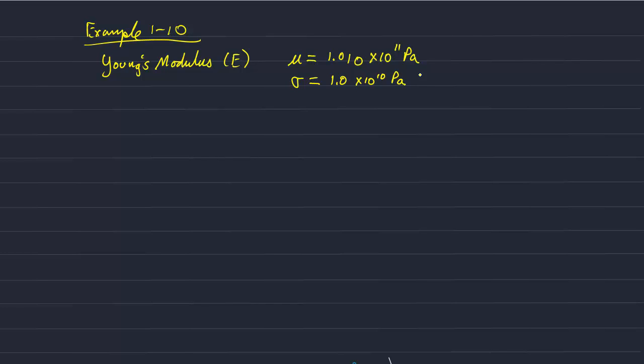So the question is, what is the probability, big P, of E falling between 9.8 times 10 to the 10th, so E being greater than 9.8 times 10 to the 10th, and E being less than 1.1 times 10 to the 11th.